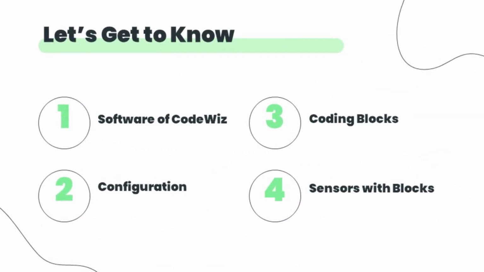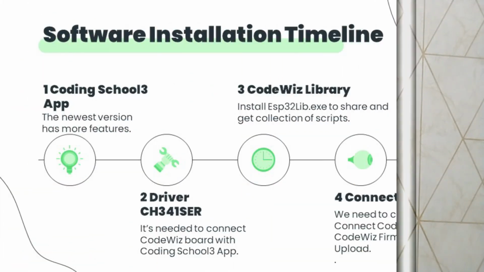Through this video, I'm going to share with you what software we really need to install in our computer and how to configure it. Not only that, we are going to learn how to use the blocks and how to connect the sensors with the blocks so it will be executed perfectly. Then you are going to be a successful coder. Are you really curious and serious to learn about this cool Coding School Tree program?